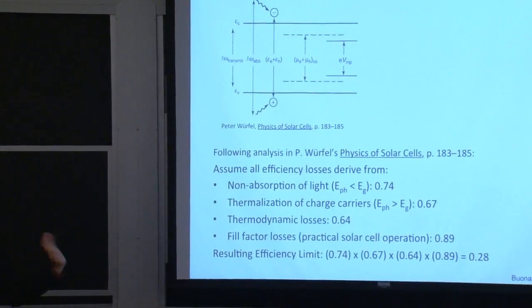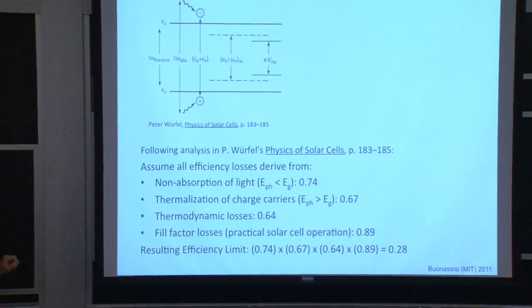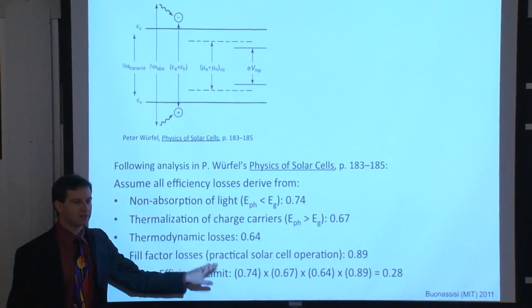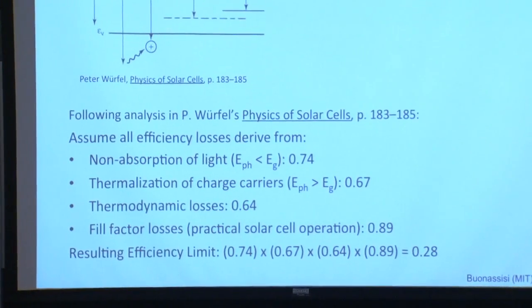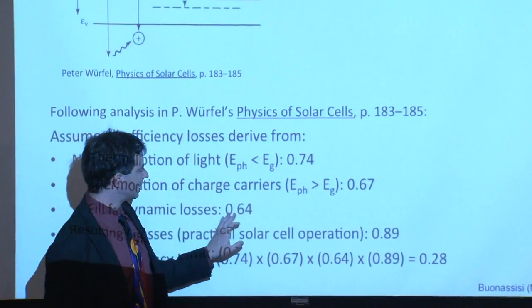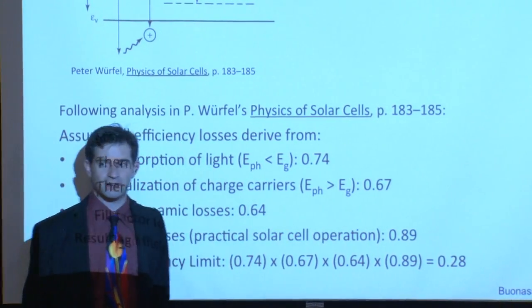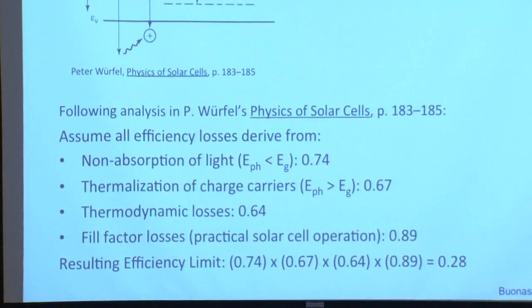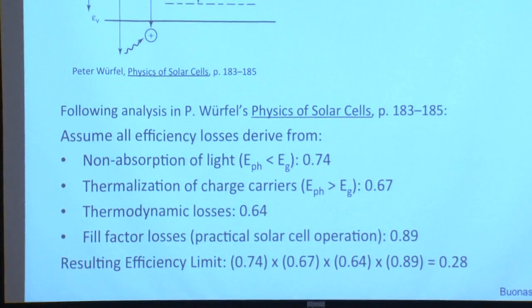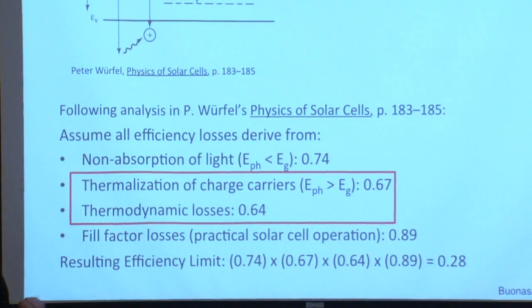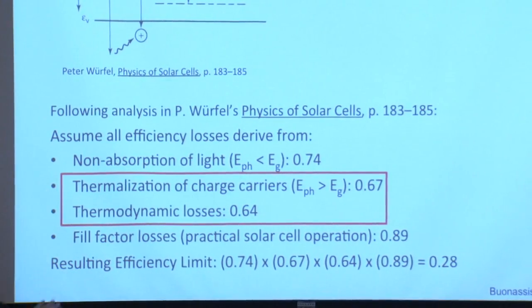And the beauty of breaking things out like this, and what Peter Würfel does very nicely, is he dives into each of these in great detail and explains to you exactly how those numbers are derived. The beauty of doing something like this is you can pick the lowest number, say 64 and 67, and say, I want to work on those. I want to make my PhD thesis about those parameters because that has the biggest impact. And that's what you can do with an analysis like this.